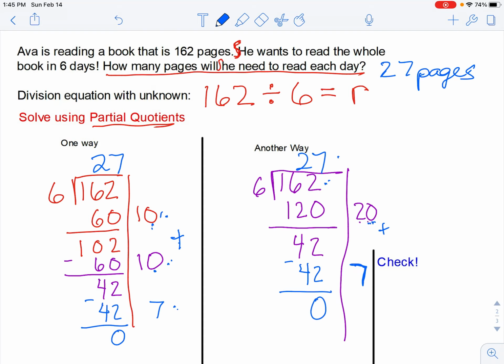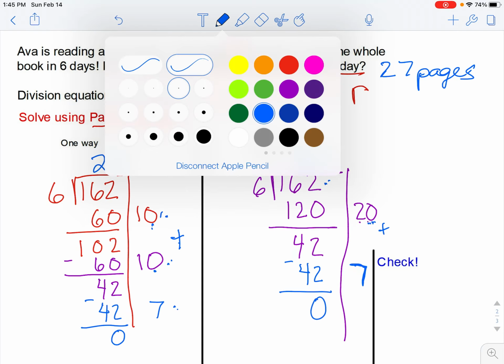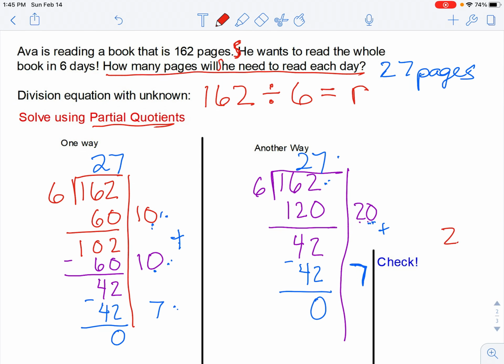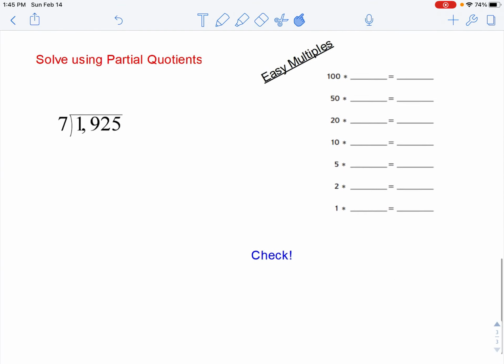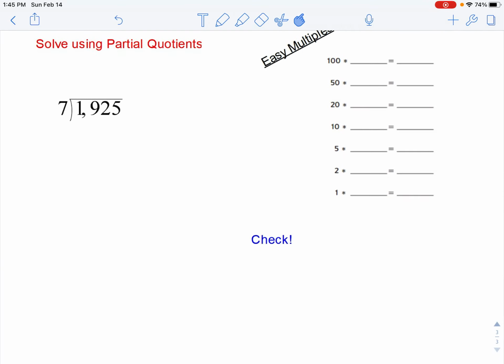Let's see if you could figure out how to set up the check. How would we set up the check for this? If you said that we'll do 27 times 6, you are correct. Let's do that quickly. Put down the 2, carry the 4. 12 plus 4 more is 16. And as I like to say, ding, ding, ding, dividend. We got there. Okay, this next one's a doozy, but if you can tackle this one, then you are a master of partial quotients. So let's do it together.